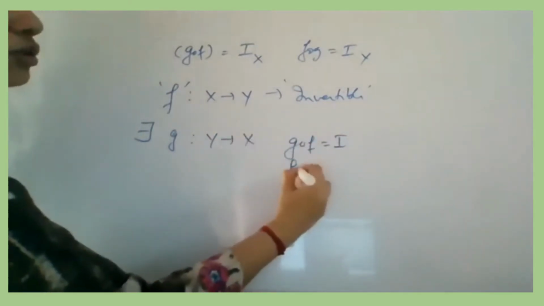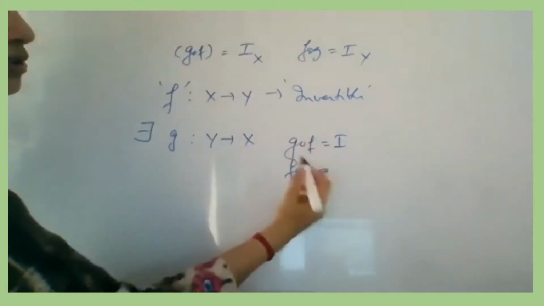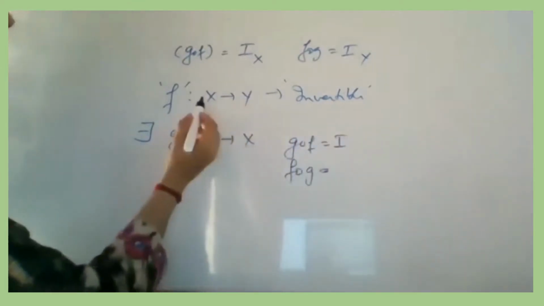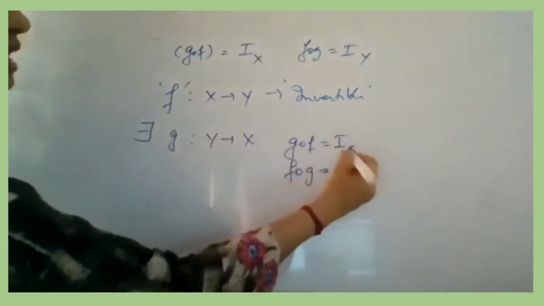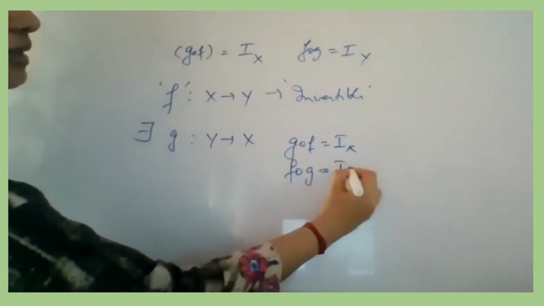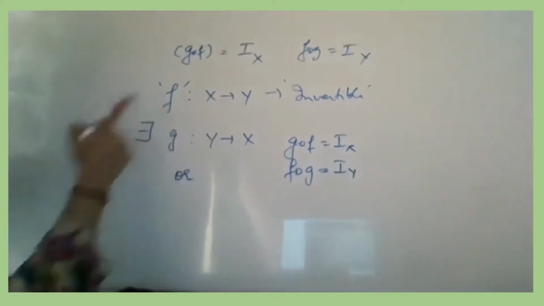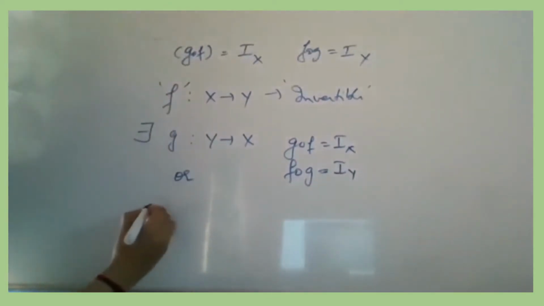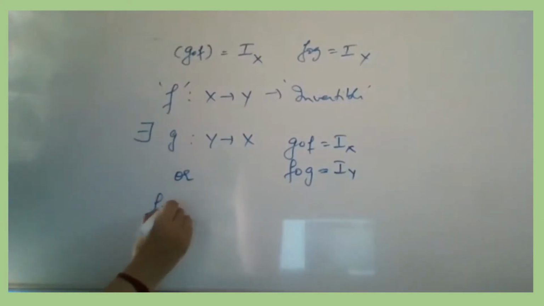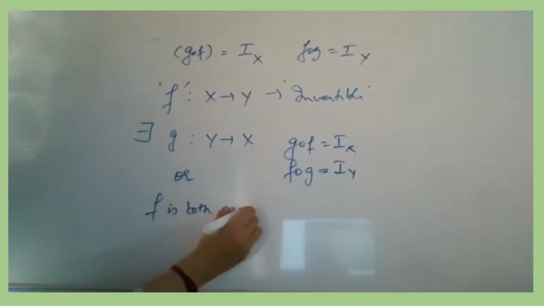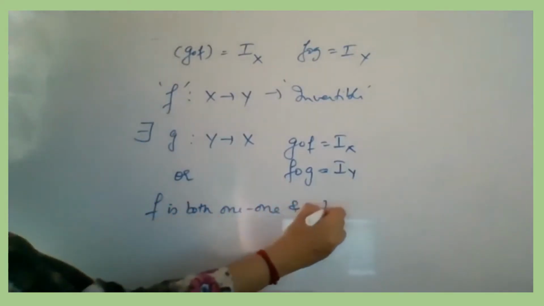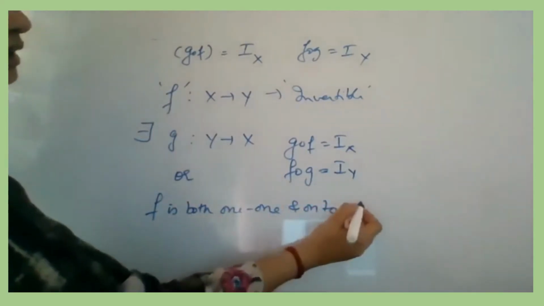Either of the compositions, in both ways: g composition f should be I, but it will be again from x to x, so it is I_X, and f composition g should be I_Y. Or you have another definition for invertibility, that is if you are able to say that the function is both one-one and onto, then also it is invertible.